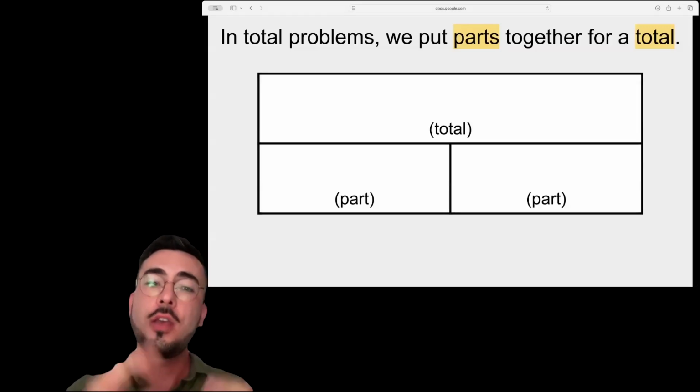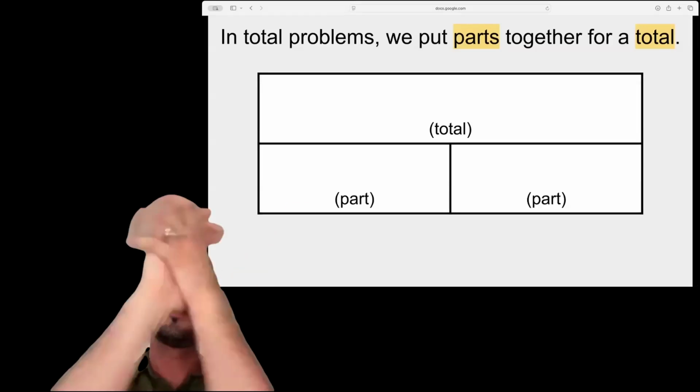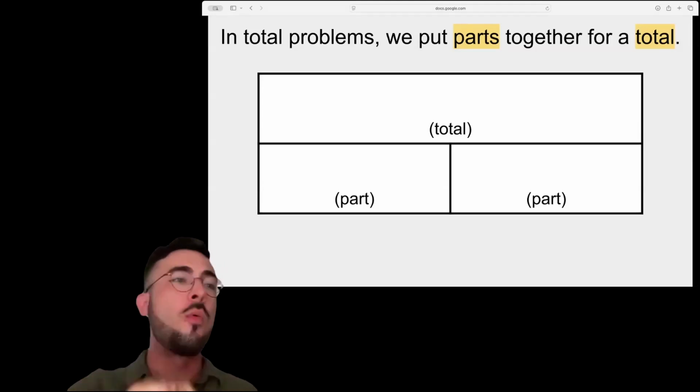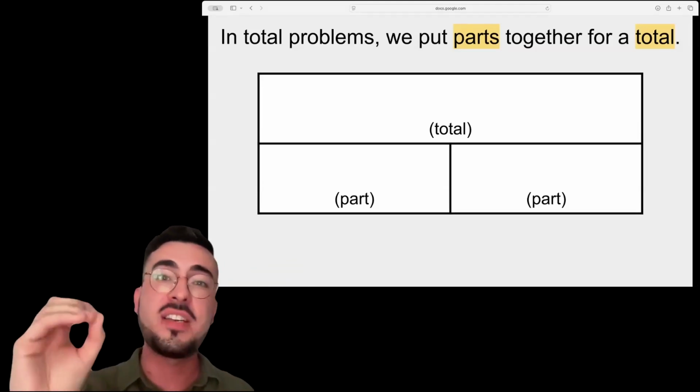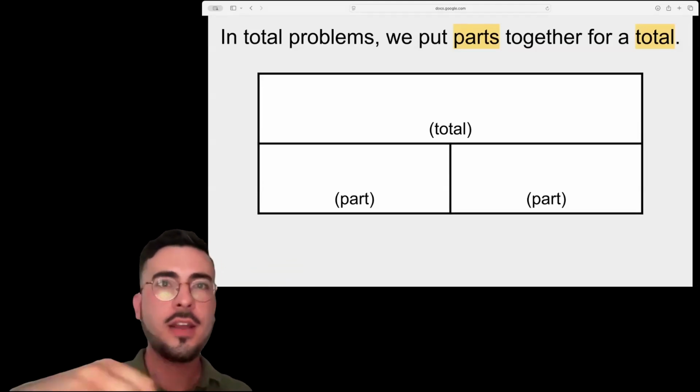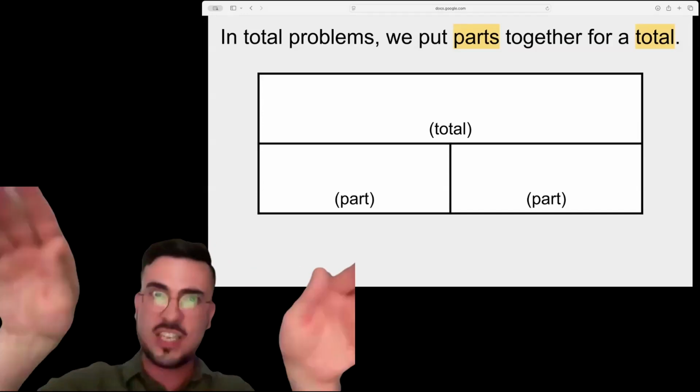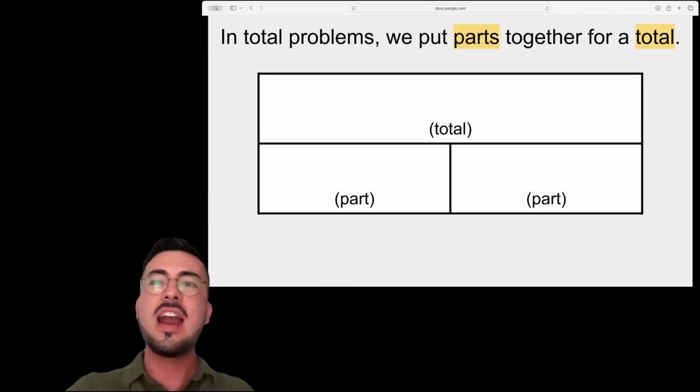Copy this down. You see your two parts on the bottom. You see your total at the top. I want everyone to copy it down. Okay, copy it down in 20, 19, 18. Get the kids going. Make it a little bit of a game to see who can get it written down the fastest. Everyone show me your whiteboards in 3.